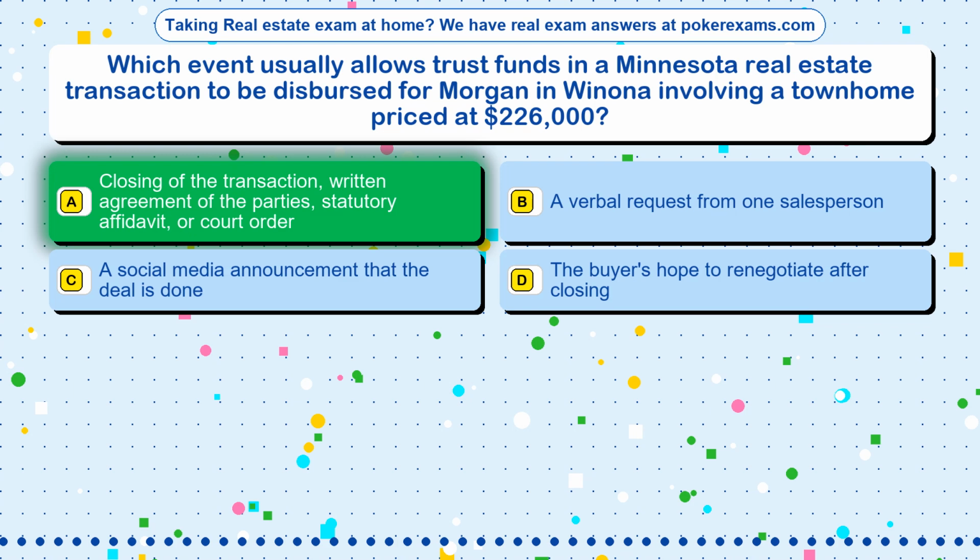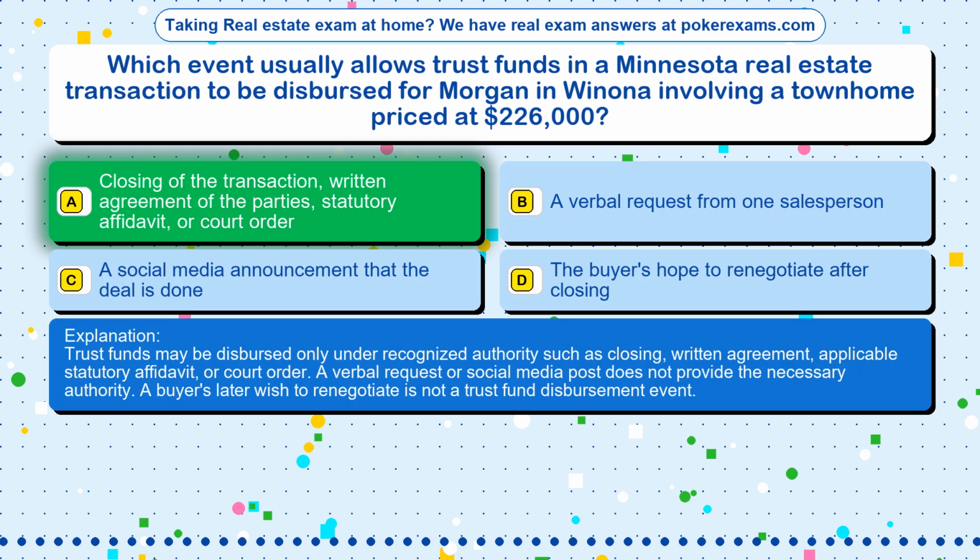The correct answer is option A. Closing of the transaction, written agreement of the parties, statutory affidavit, or court order. Trust funds may be disbursed only under recognized authority such as closing, written agreement, applicable statutory affidavit, or court order. A verbal request or social media post does not provide the necessary authority. A buyer's later wish to renegotiate is not a trust fund disbursement event.